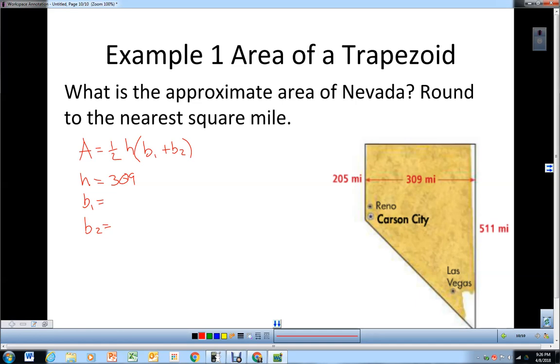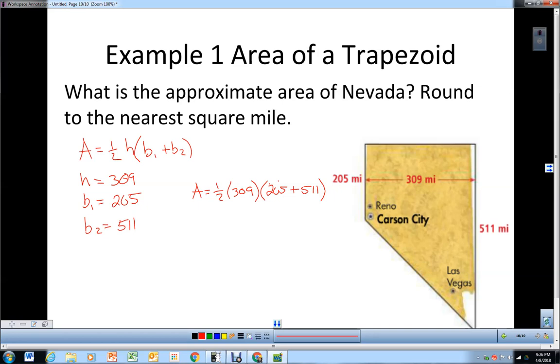Base 1, it doesn't matter which one you call base 1 or base 2. I just usually pick the top one here, or this one on the left, the smaller one, so 205 miles, and then the other base will be 511 miles. So next it's a matter of plugging our information into our equation. 1/2 of the height, which is 309, times the sum of our bases, which is going to be 205 plus 511.